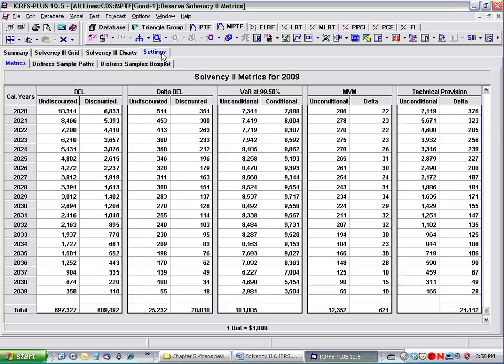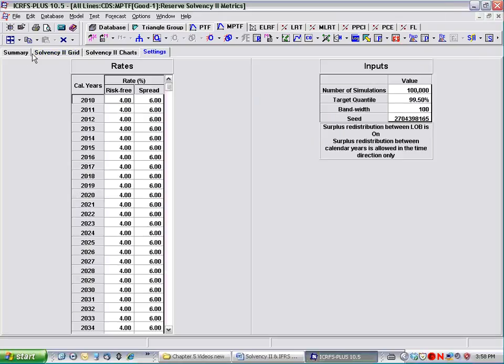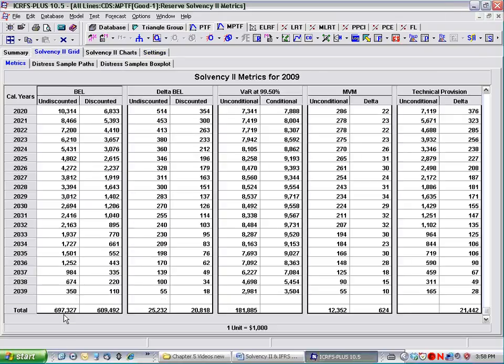Let's look at our settings. We're using risk-free rate of 4%. The difference 609 and 697, which is about just under 90 million, is equal to the market value margin plus the SCR. So really, if a company was using an internal ICFRS Plus model for these 6 LRBs, as a result of having risk diversification credit, these lines are essentially non-correlated.